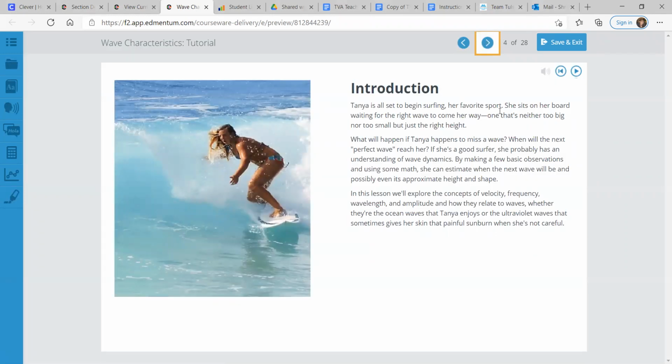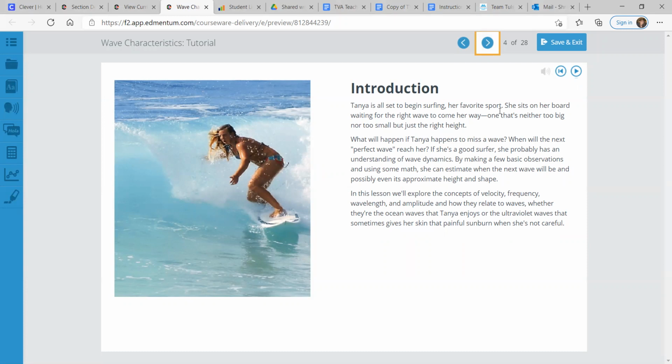Getting into the intro, Tanya is all set to begin surfing, which is her favorite sport. She sits on her board waiting for the right wave to come her way. One that's neither too big nor too small, but just the right height, like Goldilocks. What will happen if Tanya happens to miss a wave? When will the next perfect wave reach her?